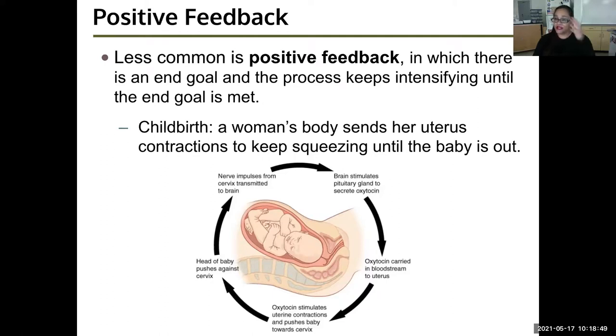Sneezing is actually another positive feedback. You can feel sneezes build up, and then you sneeze. And the sneeze is that end goal. And then your body goes back to normal. So negative feedback has a set point that it always tries to come back to. Positive feedback keeps intensifying until an end goal is reached, and then everything can go back to normal.